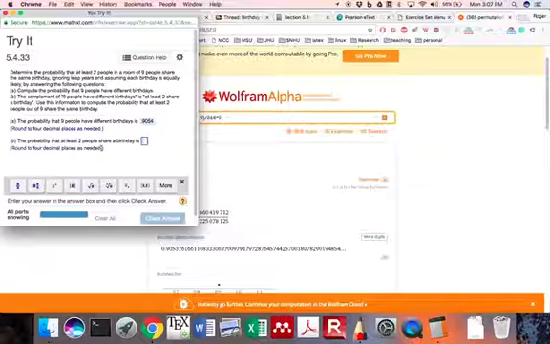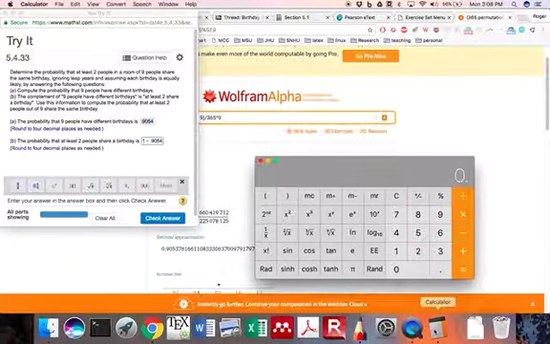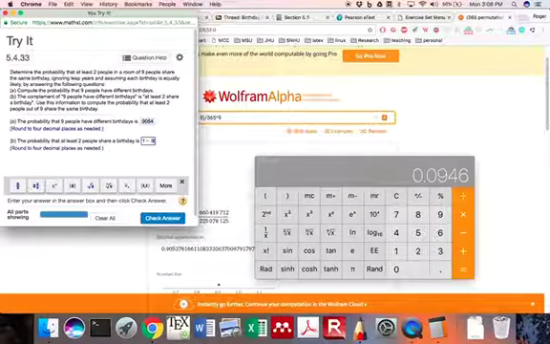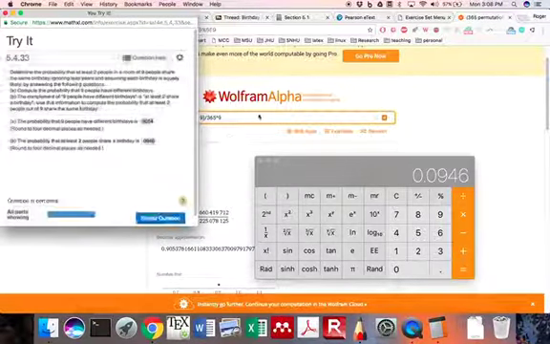Now think about this for a moment. What's the probability that at least 2 people share a birthday? Well, this is going to be 1 minus 0.9054, which is 0.0946. So there it is. I hope that was helpful.